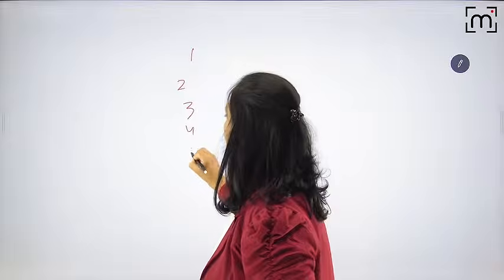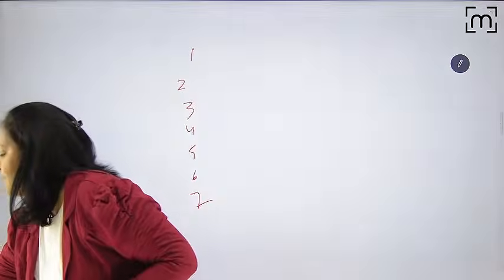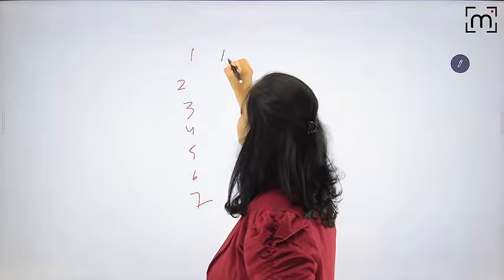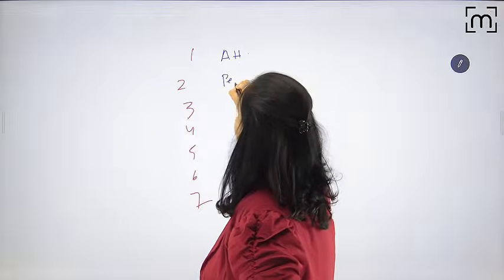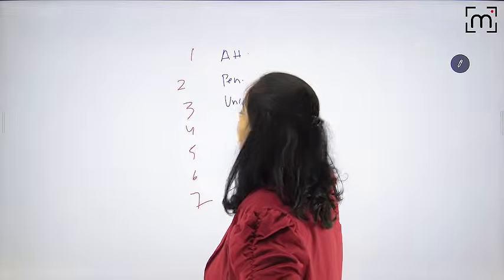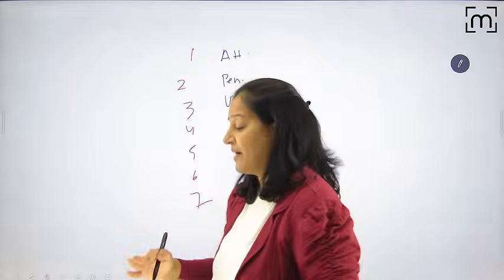1, 2, 3, 4, 5, 6, 7. Tell me the 7 steps. People, fast. What are the 7 steps? First is attachment. Then penetration. Then uncoating, in which the capsid separates, nucleic acid separates. Then biosynthesis.